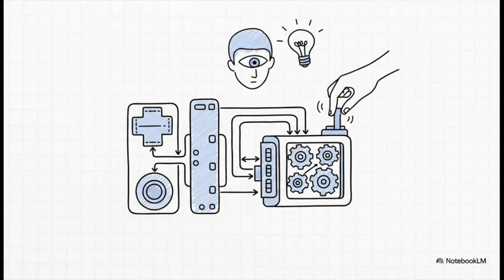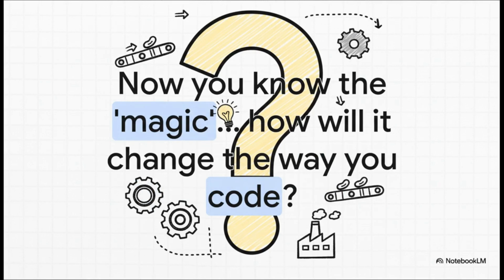So why does any of this matter? Because once you understand this flow, the magic of Spring disappears. It becomes a clear, logical, and really powerful process. And knowing what's happening under the hood is what takes you from just using Spring to truly mastering it. It helps you debug tough problems and unlock the framework's full potential. So now that you've seen behind the curtain, now that you know the magic, how is this going to change the way you write your code?